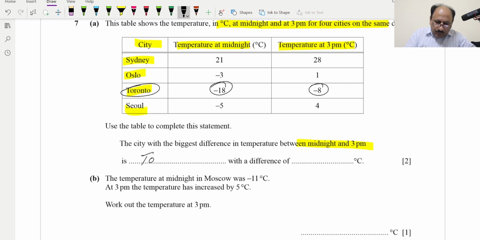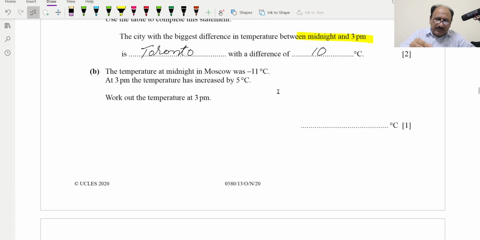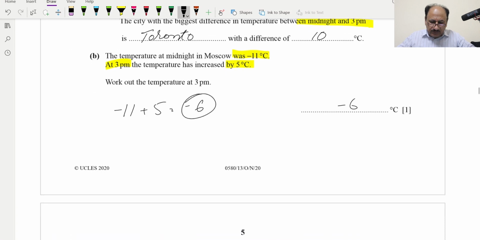So we can write here Toronto, and this will be 10 degrees. Degree Celsius is already there, so we will just write here 10. Now next will be the B part. The temperature at midnight in Moscow was minus 11 degrees Celsius. At 3 p.m. the temperature has increased by 5 degrees. So work out the temperature at 3 p.m. So after a 5 degree increment, minus 11 plus 5 results in minus 6. So we can write here minus 6 degrees Celsius.